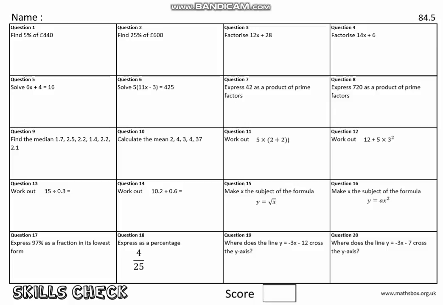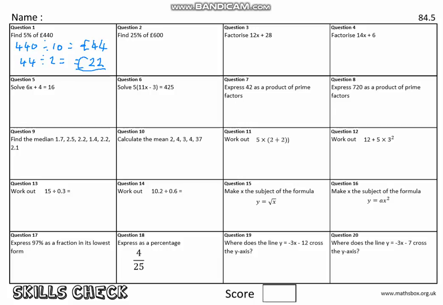So the first one says find 5% of £440. The easiest way to do this is we're going to find 10% and then we're going to divide it by 2. So to find 10%, we're going to do 440 divided by 10, so that equals £44. And then because 5% is half of 10%, we can just half this, can't we? So 44 divided by 2 equals £22, okay? So that's our answer there, £22.